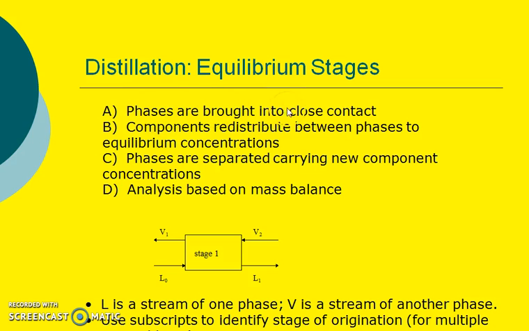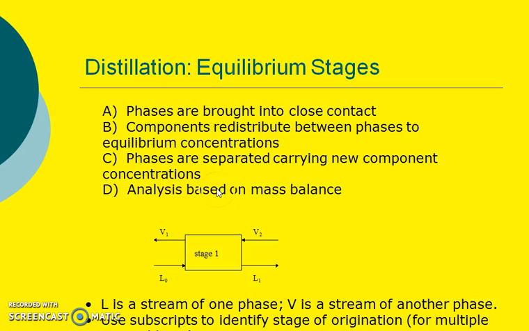Phases are brought into close contact. Components redistribute between phases to equilibrium concentrations. Phases are separated, carrying new component concentrations.